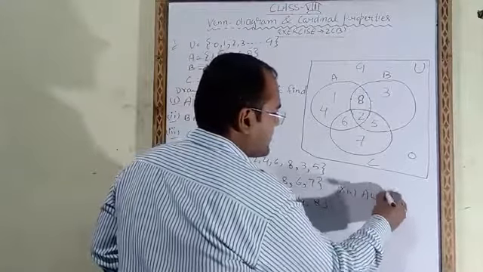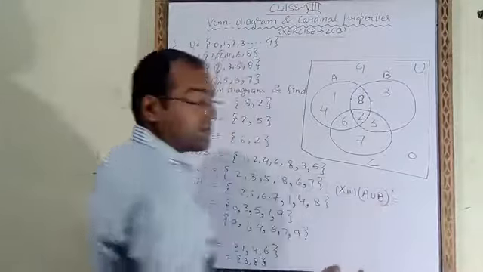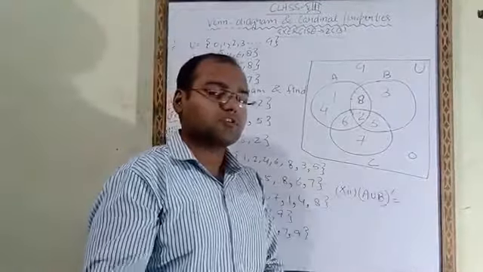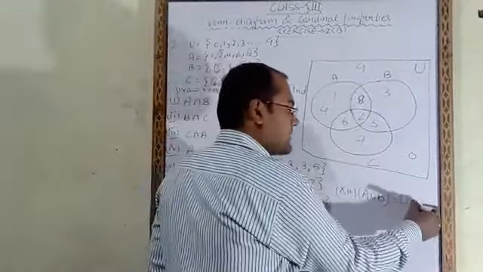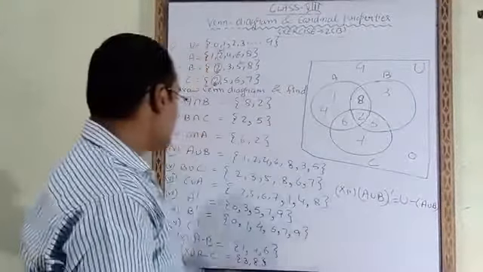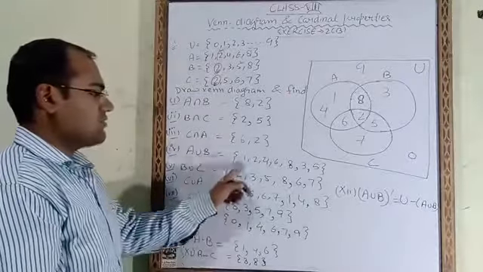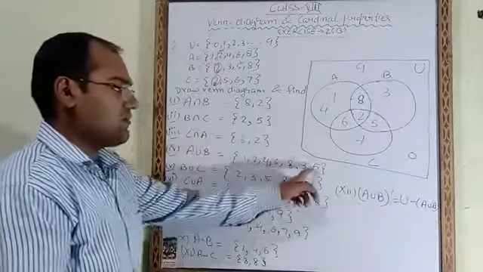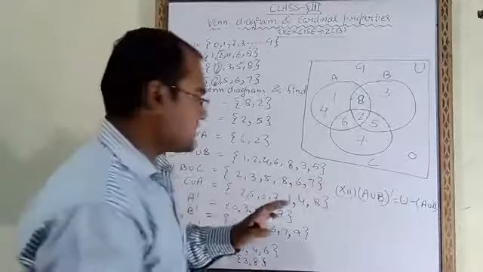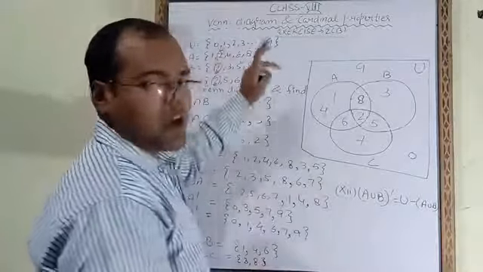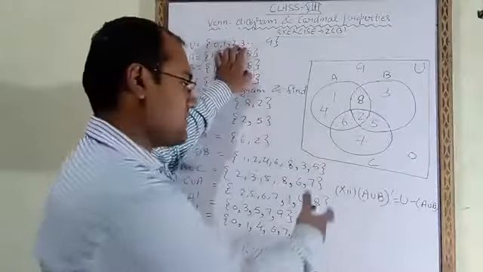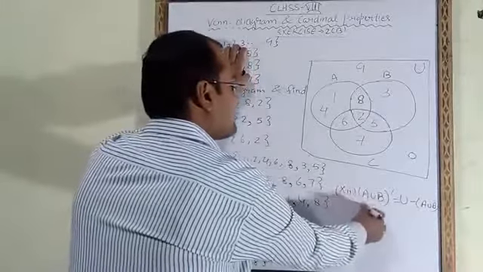A union B complement. Complement means universal minus. A union B complement means universal minus A union B. So what is the answer of A union B? A union B answer is 1, 2, 4, 6, 8, 3, 5. These all elements we have to remove from the universal, and in universal 0 to 9 are there. So what are the remaining elements that we have to write in this part?